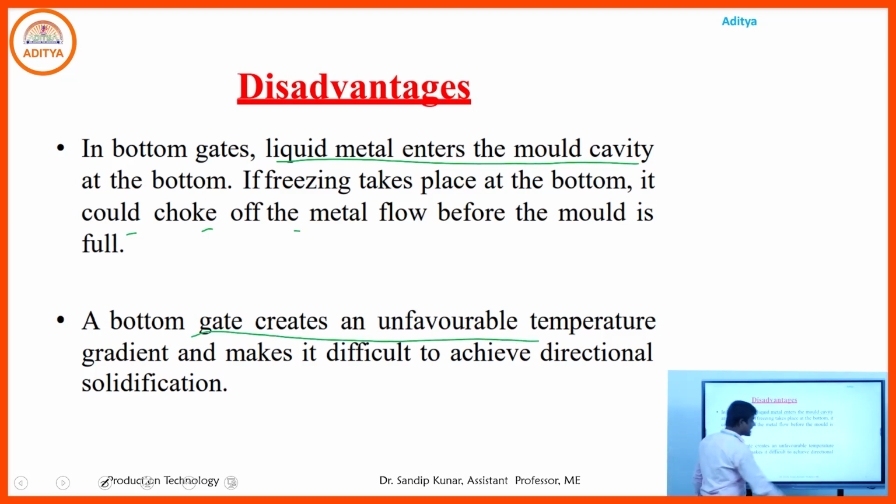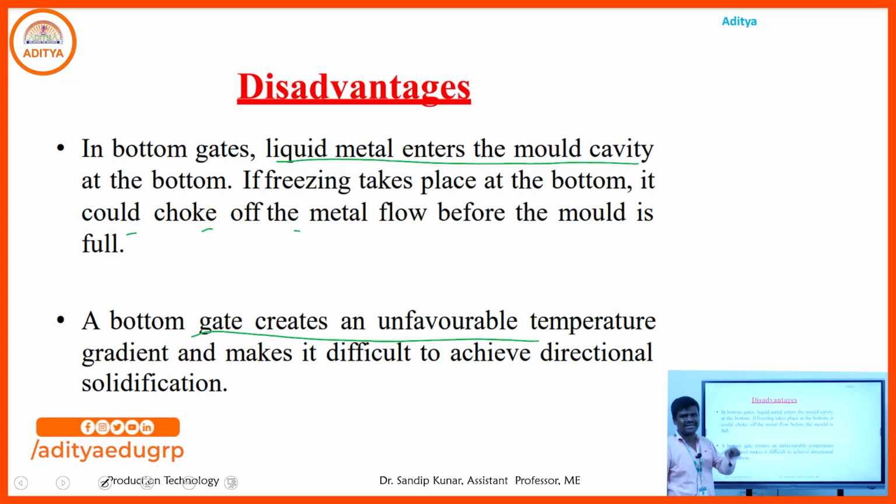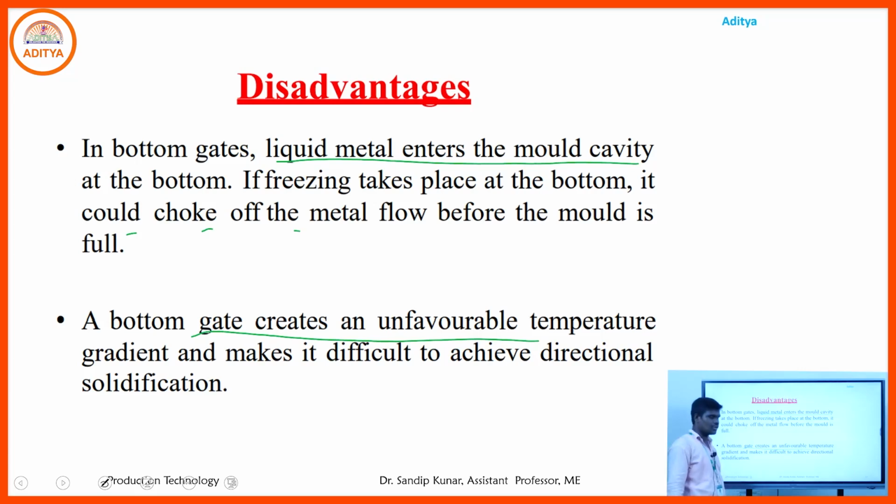A bottom gate creates an unfavorable temperature gradient and makes it difficult to achieve directional solidification. If you do not maintain the proper pouring temperature, due to improper maintaining of the temperature, it will not take the entire shape of that particular mold cavity. So always you maintain the proper pouring temperature. It will help to fill up the particular cavity surface. Means it will flow to that particular mold cavity and take the whole surface, and the proper defect free casting product will be produced.